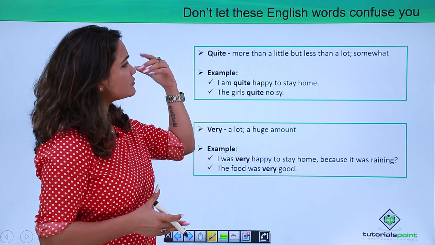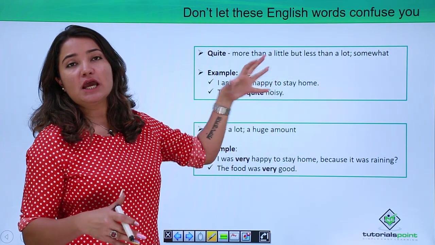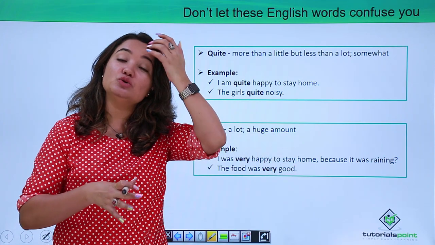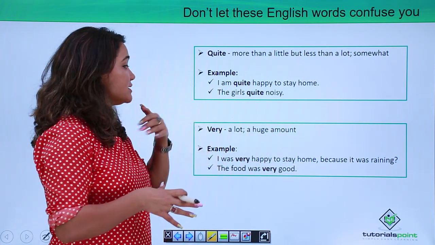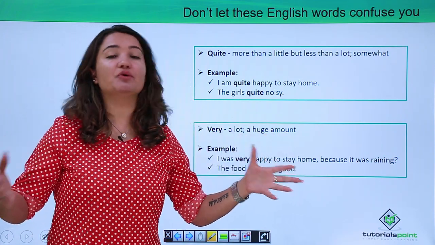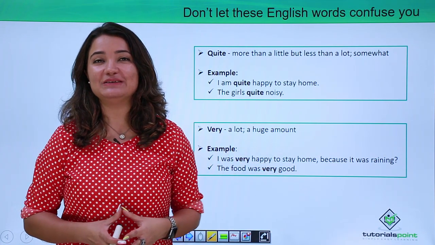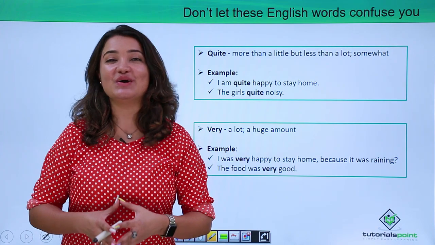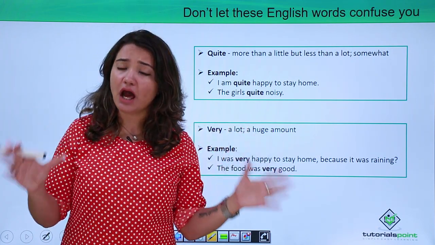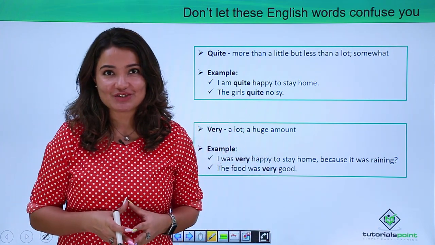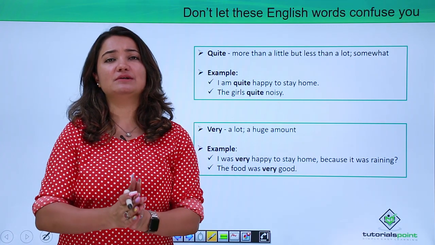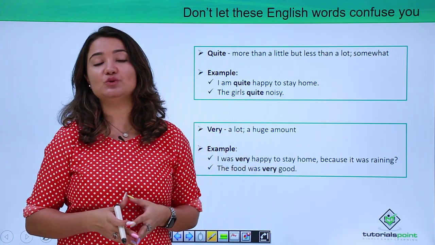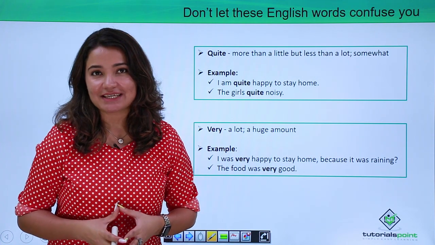So now I think you're clear. If it is to a lesser extent, that is when you use quite. But when it is to a larger or bigger extent, that is when you use very. So next time you happen to use these words, do not end up getting confused, because now I'm sure your confusion is clear and you're absolutely crystal clear of how you have to use these words in different contexts.